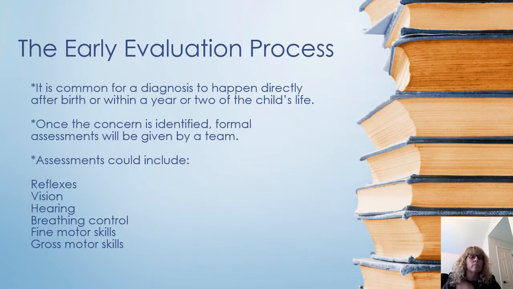The early evaluation process. In this early evaluation process, it's common for a diagnosis to happen directly after birth or within a year or two of the child's life. Once the concern is identified, there will be formal assessments that are given by a team. So assessments that could happen in the hospital or in the first couple years of life are checking their reflexes, checking the child's vision and hearing, how their breathing is going, and how they're doing with fine motor and gross motor skills.